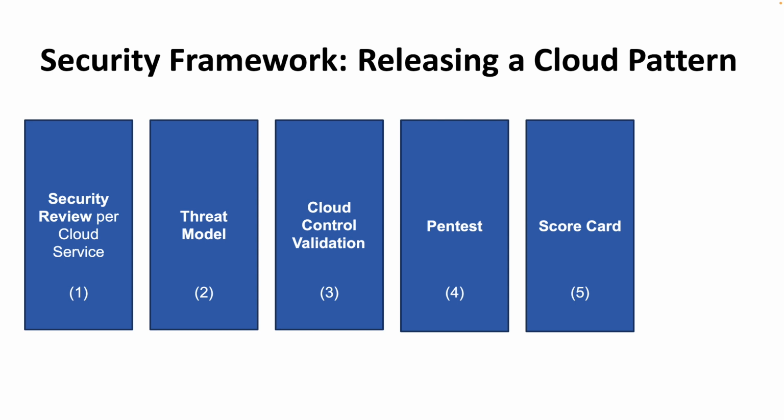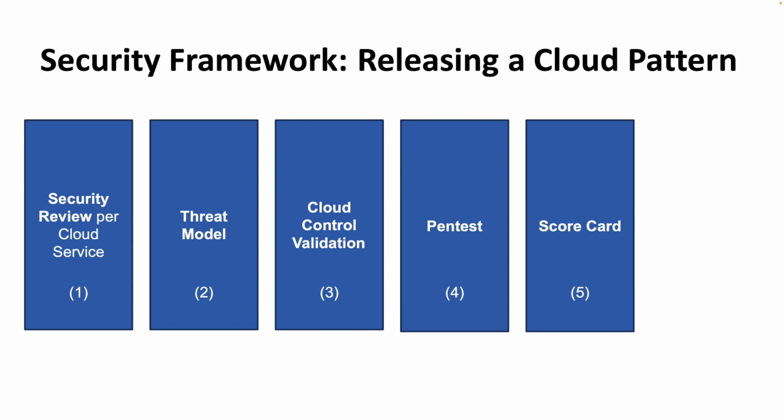A scorecard. It's also important to understand what it is. It's a risk security document that will define the risk posture of the application. The scorecard will be fed with the output of the security review, the threat model, and also the output of the cloud control validation. These three documents will feed the scorecard and will help the risk team to define a risk score for this cloud pattern.